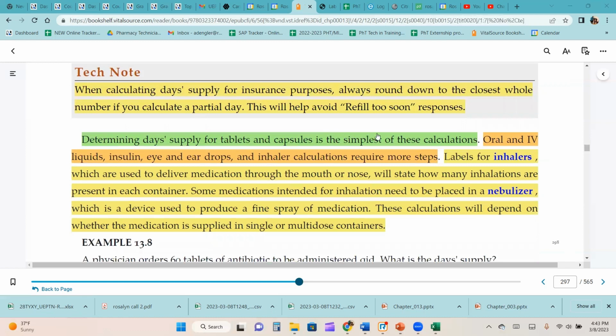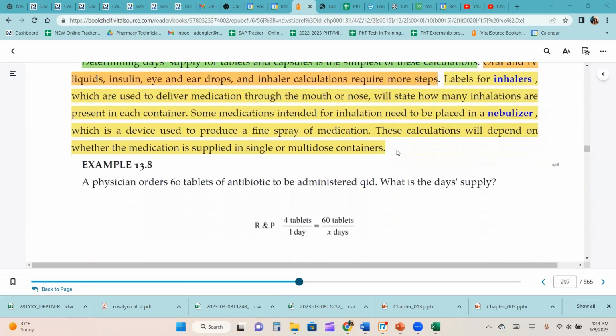Determining the day supply for tablets and capsules is the simplest of these calculations. Oral and IV liquids, insulin, eye and ear drops, and inhaler calculations require more steps. Labels for inhalers, which are used to deliver medication through the mouth or nose, will state how many inhalations are present in each container. Some medications intended for inhalation need to be placed in a nebulizer, which is a device used to produce a fine spray of medication. These calculations will depend on whether the medication is supplied in single or multi-dose containers.